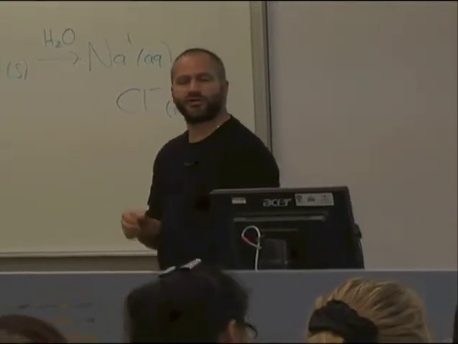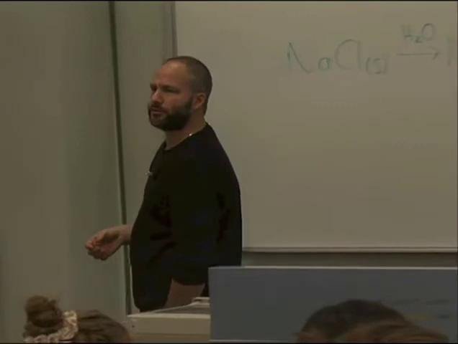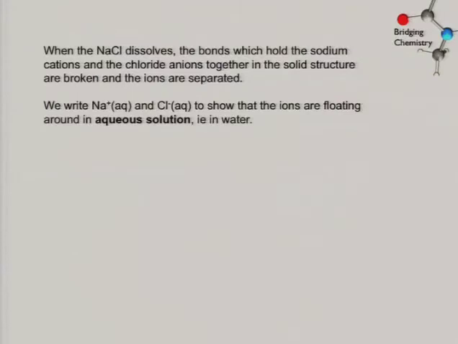When the sodium chloride dissolves, the bonds, and we haven't talked about what a bond is yet, but we're going to tomorrow, I think, the bonds which hold the sodium cations and the chloride anions together in the solid structure are broken and the ions are separated. So in the solid, there are interactions between the positive charge on the cations and the negative charges on the anions which enable the ions to stick together. When you put that in water, those interactions are overcome. Like I say, tomorrow we're going to talk about exactly how that works. Those interactions, or those chemical bonds if you like, are broken, and you make new ones between the cations and the anions and the water molecules.